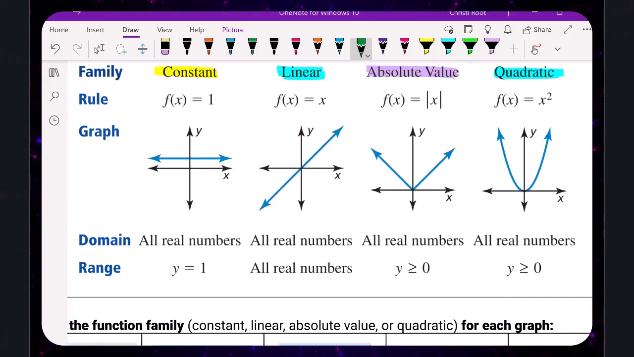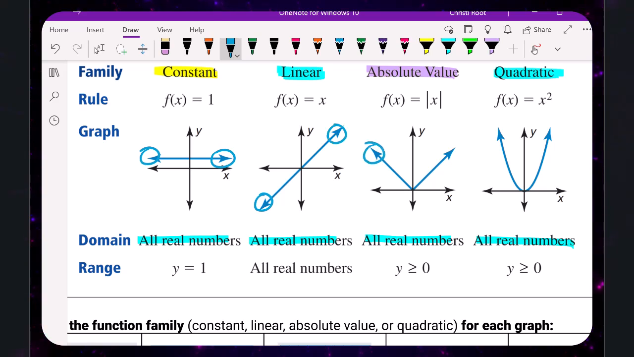While it's not a big focus in today's lesson, I do want to talk about the domain and the range just for a little bit for each function family. The domain on a constant is going to be all real numbers. And actually, if you look all the way across, the domain is going to be all real numbers for all of these. And the reason why the domain has all real numbers is that each one of these arrows is going to point to the left and to the right.